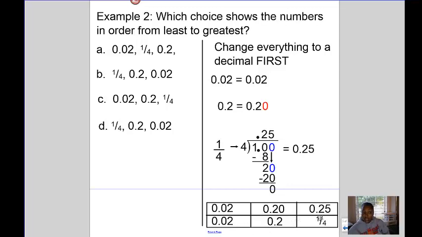2/100, 2/10, 1/4. So I look at my first answer choice, that's not the correct order. I'm looking here, that's not the correct order because they have the 1/4 coming first, and I know it needs to go last. Oh, D can't be the answer either because D's got 1/4 coming first. So if I look at C, I see that C matches my answer over here. So that means that C is my correct answer. So C is showing the numbers from least to greatest.